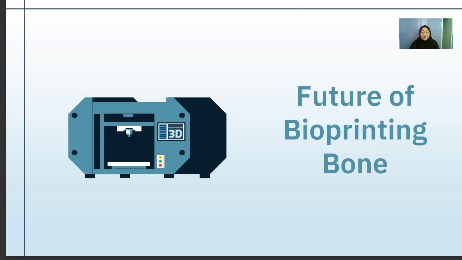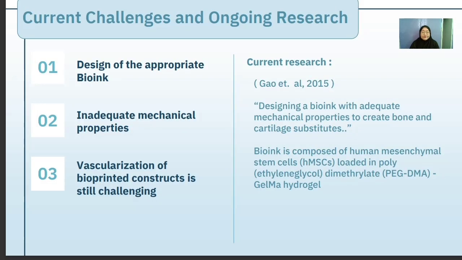Future of bioprinting of bone. Current challenges faced are: first, the design of the appropriate bioink. Second is the inadequate mechanical properties. Third, the vascularization of bioprinted constructs is still challenging. And one of the ongoing research is by Gao et al. in 2015, where he designed a bioink that possesses adequate mechanical properties to create bone and cartilage substitutes. The bioink is composed of human mesenchymal stem cells loaded in polyethylene glycol dihydroxide hydrogel.